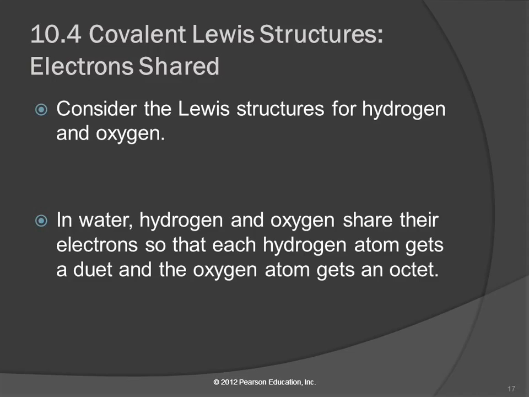So let's look at hydrogen and oxygen. The Lewis structure for hydrogen is an H with one dot, and oxygen, we've done a couple of times now, has 6 valence electrons, so there's the Lewis structure for oxygen. Now, oxygen and hydrogen are both nonmetals. They're not going to form an ionic compound.